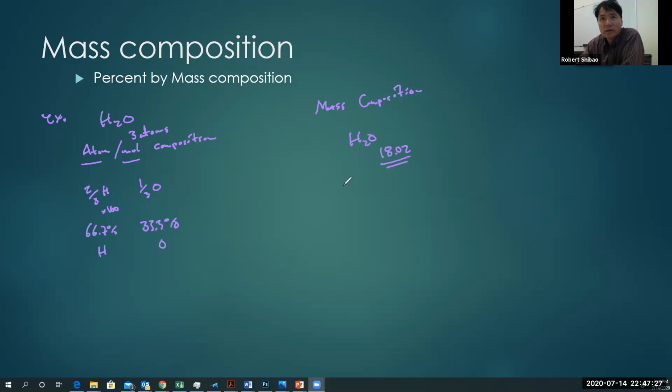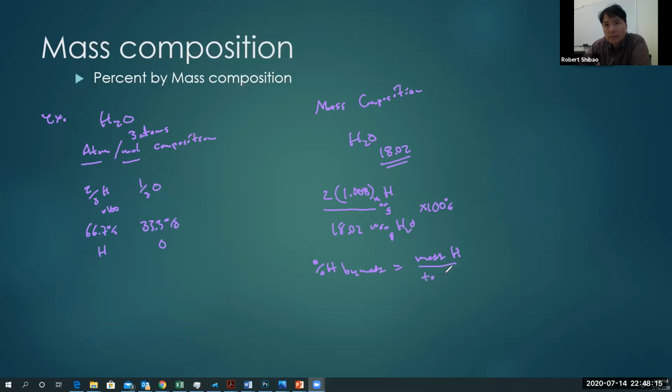Out of that, how much is hydrogen? Well, hydrogen is going to be 1.008 times 2. So we have 2 hydrogens in there. And so this would be the amount of hydrogen, u or grams, divided by 18.02 u or grams H2O. And then we times it by 100%. That gives us the percent by mass composition. So in other words, the percent hydrogen by mass equals the mass of hydrogen, which is 2 times 1.008, over the total mass. Total mass is how much the water molecule weighs, 18.02 u, times 100%. It's the same thing here, but I skipped it.